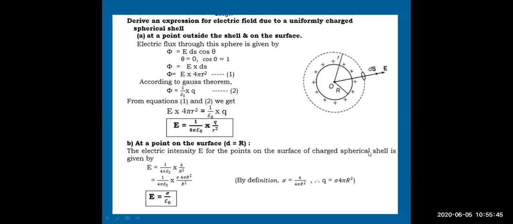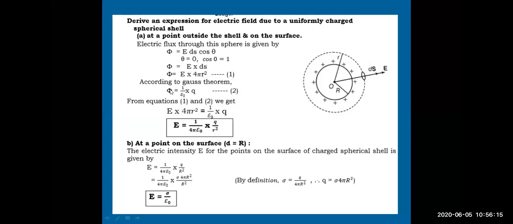Very good. So here we are going to substitute the surface area in place of dS. So you will get phi equals E into 4 pi r square. After you write, call that equation 1. According to your Gauss theorem, phi will be equal to 1 divided by epsilon naught into q. Call this equation 2.